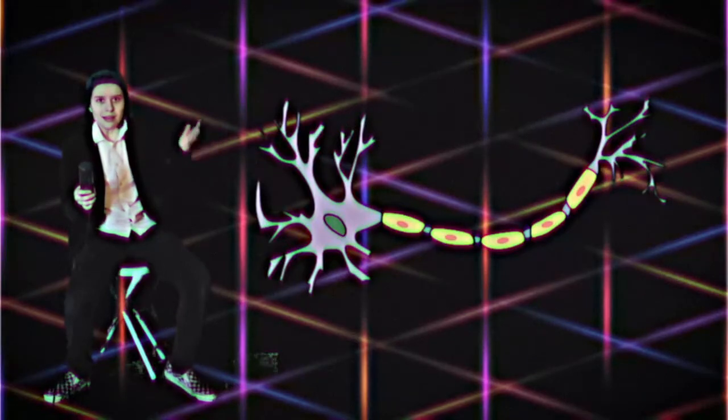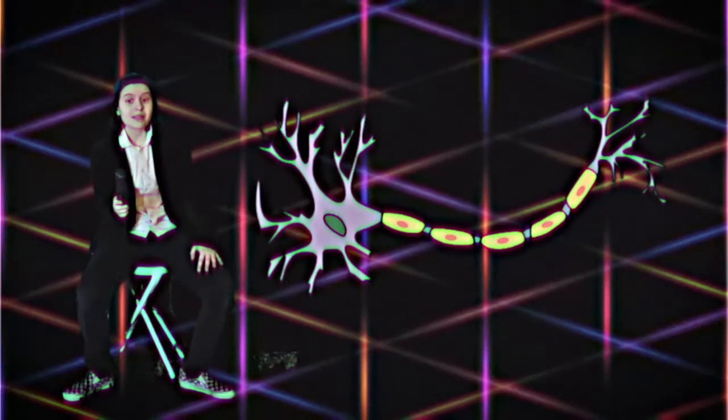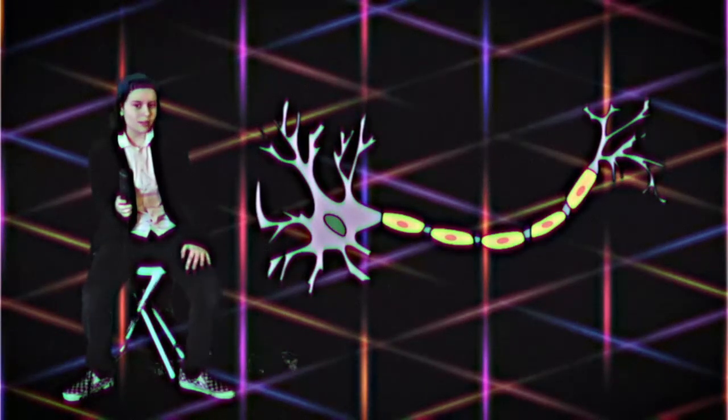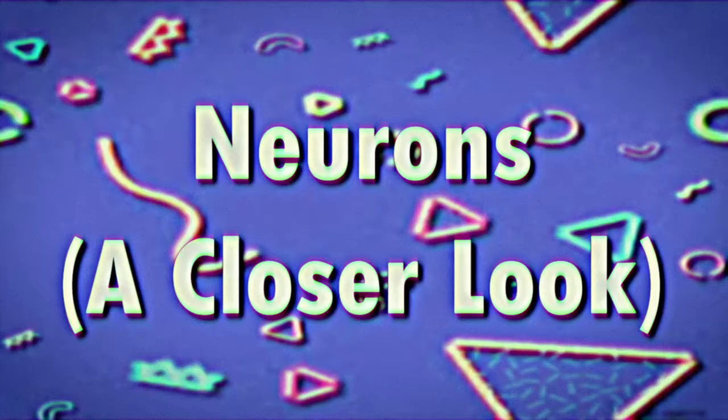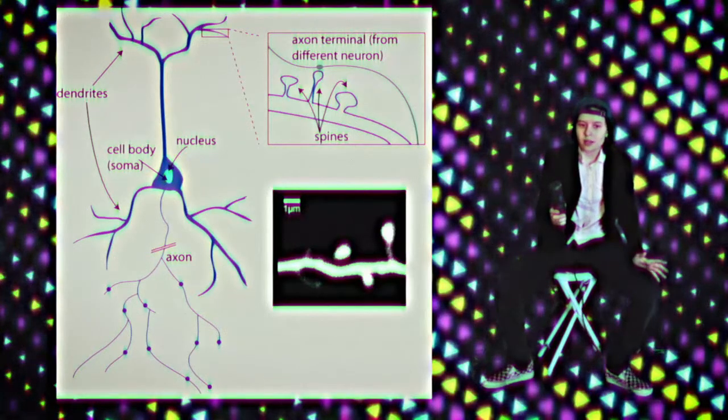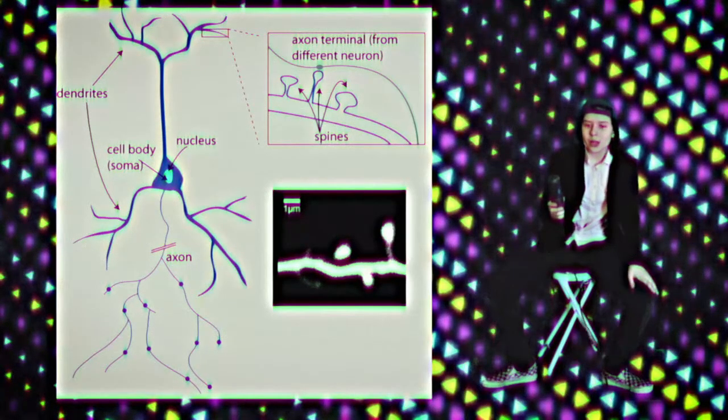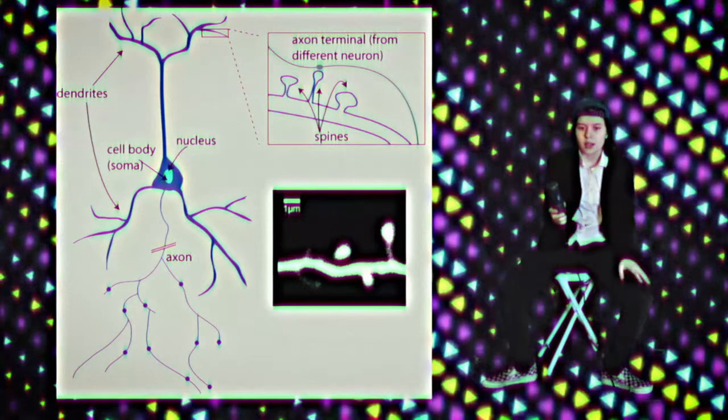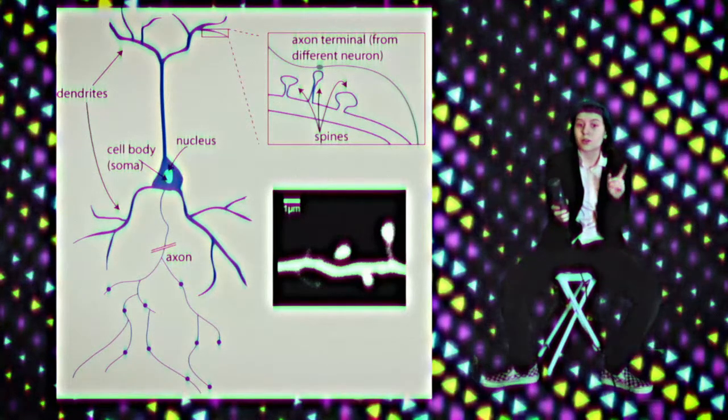This is a neuron. A neuron has three main components: the dendrites, the axon, and the cell body, which can also be called the soma. A neuron can be looked at as a tree, where the cell body is the trunk, the dendrites are the branches, and the axons are the roots. There are also these little things on the dendrites called spines, and those can be considered the leaves.